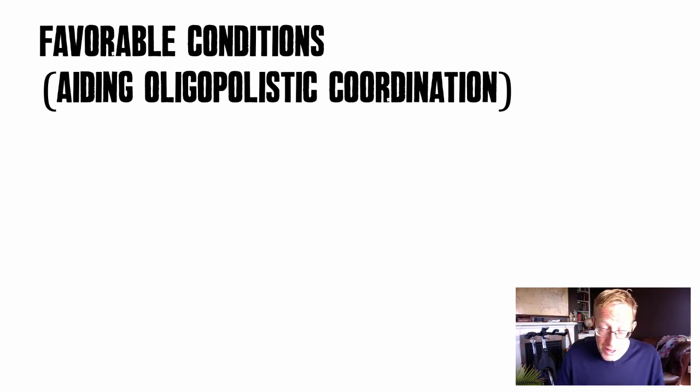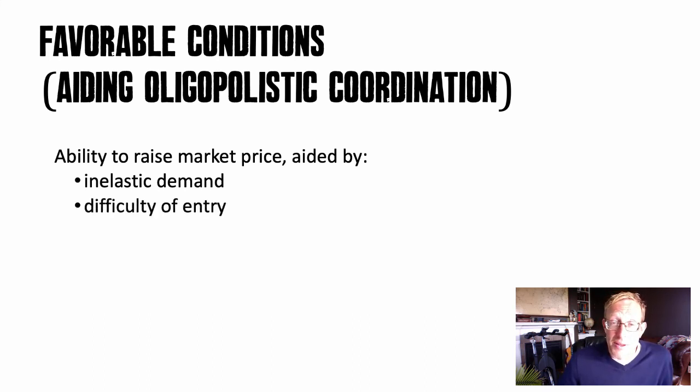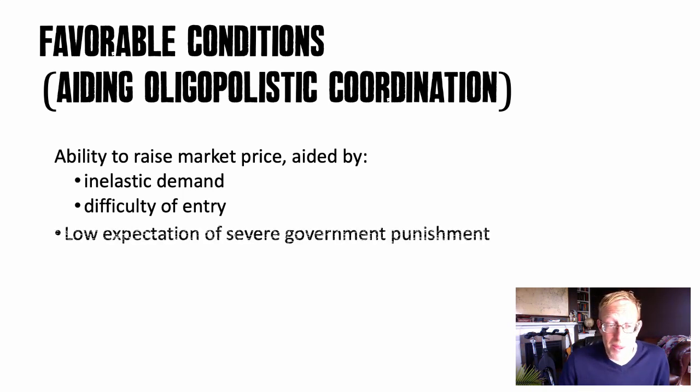So let's take a look at the favorable conditions aiding oligopolistic coordination. This is what a lawyer would be looking for if they're trying to press a case against a firm for behaving like a cartel. They want to look at the favorable conditions. Does it make sense under these conditions that this firm could act as a successful cartel? One is that you have to have the ability to raise price. You have to have significant market power. And that can be aided by, and it is aided by, inelastic demand for your product and difficulty of entry. So just like a monopoly, they can keep prices high if there are barriers to entry.